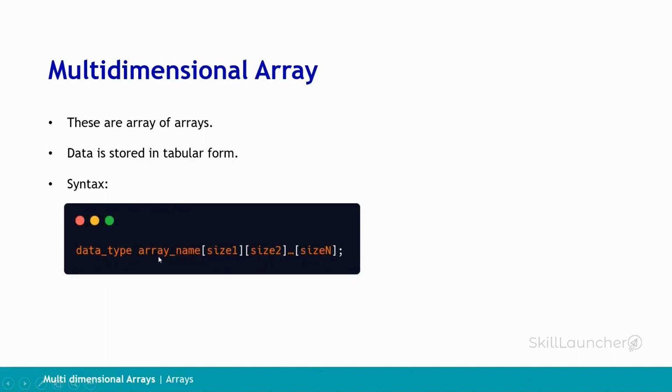The data type and the array name are the same as we declare in one-dimensional array. Now while specifying the size, we specify the size of each dimension separately in square braces. We would get the total number of elements in a multidimensional array by multiplying the size of all dimensions. Here, the size would be size 1 into size 2 into till size n.